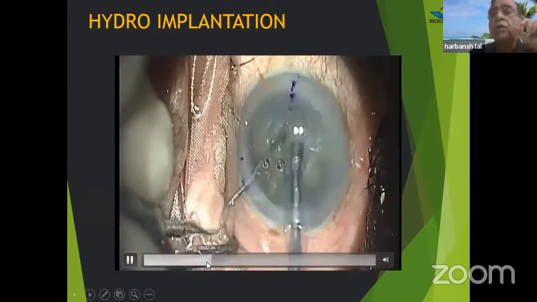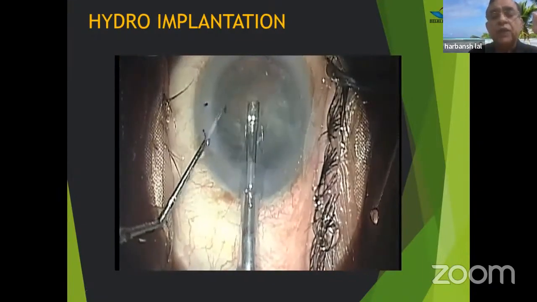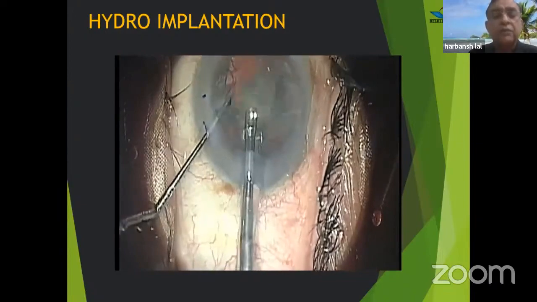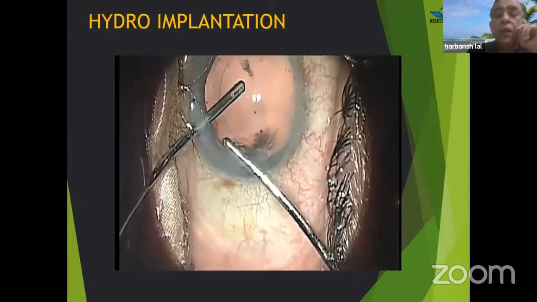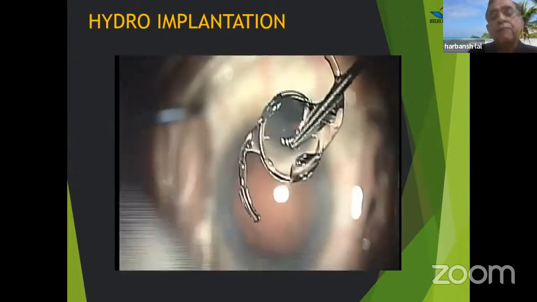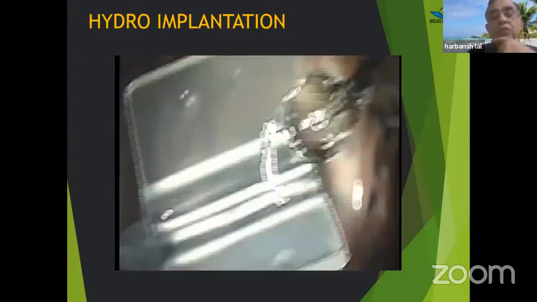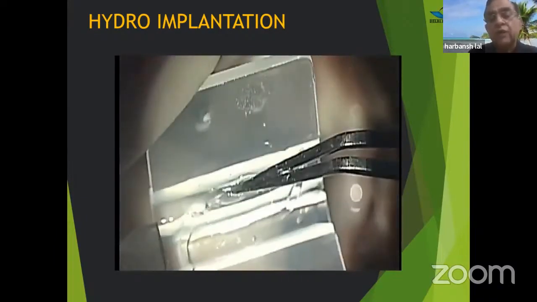This I have found out when I was using the Star Toric IOL, which I imported a long time back when even Alcon was not manufacturing the Toric IOLs. And I found that significant rotation was in the patients where we used the methyl cellulose. So I stopped using methyl cellulose. Either I do the hydroimplantation or use the sodium hyaluronate.